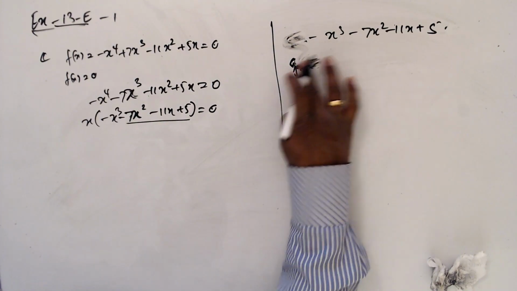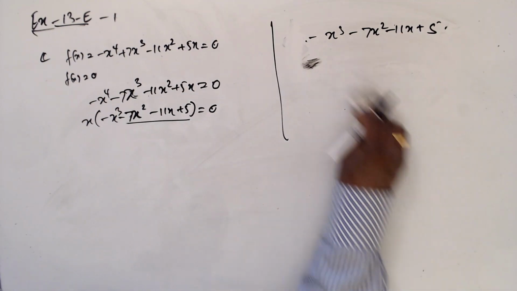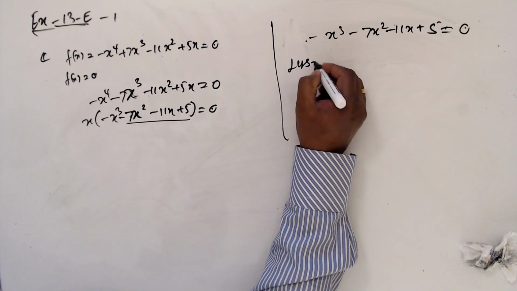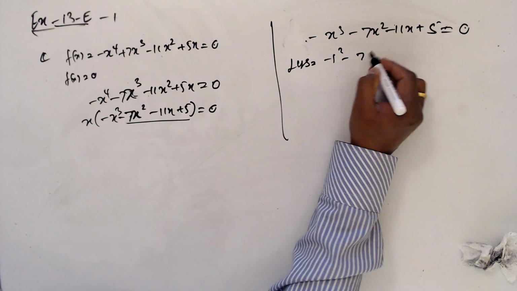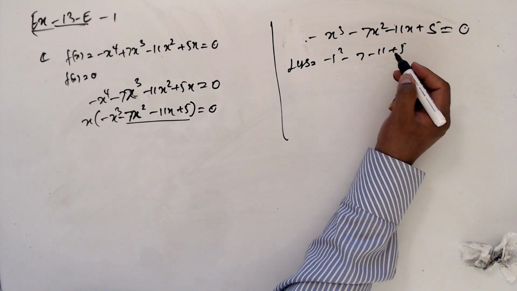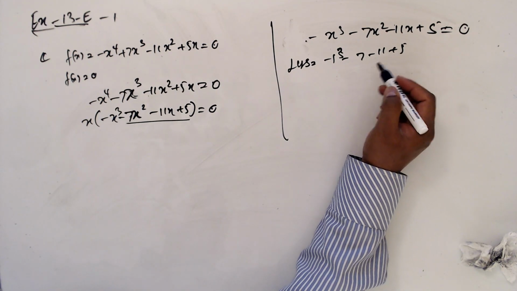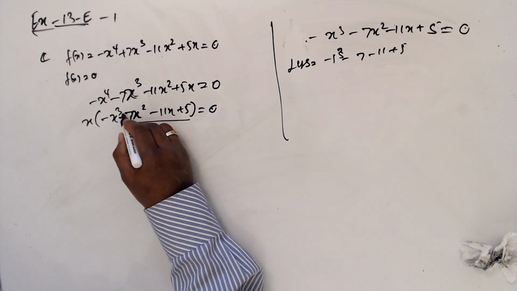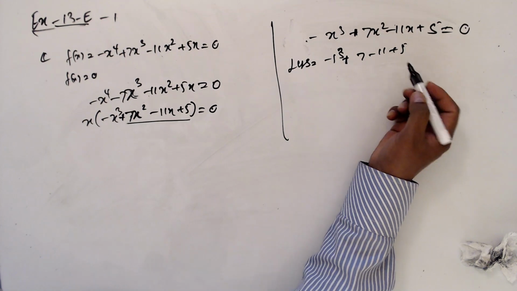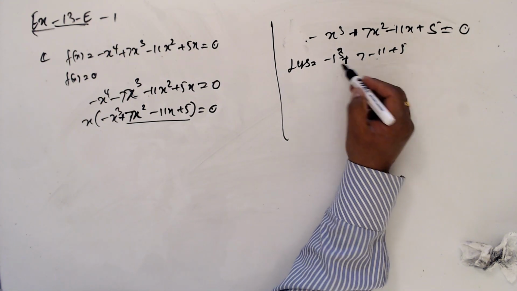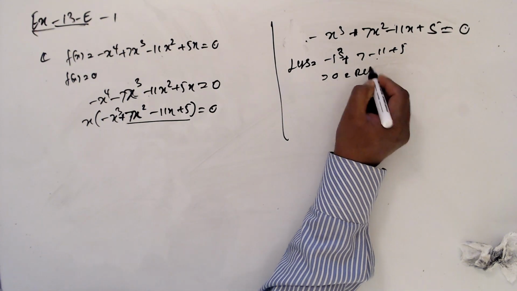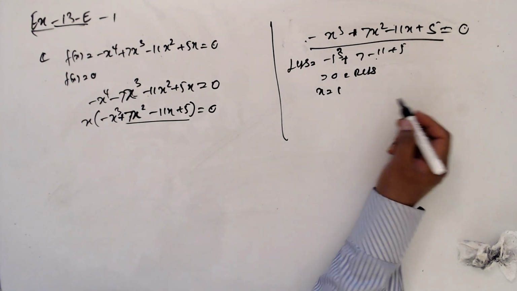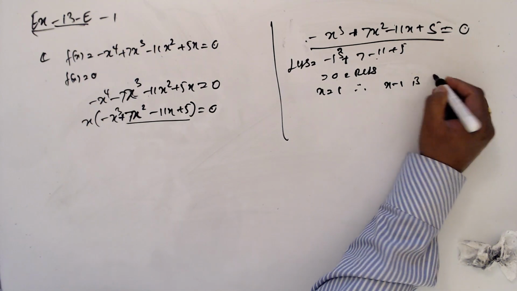So basically, this is the one we want to simplify. Equal 0. Now LHS equals minus 1 cubed plus 7 minus 11 plus 5, actually plus. So now what is happening? This cancels out. Minus 12 and plus 12 equal 0, equal RHS. Okay, x equal 1 satisfies this equation. Hence x minus 1 is a factor.